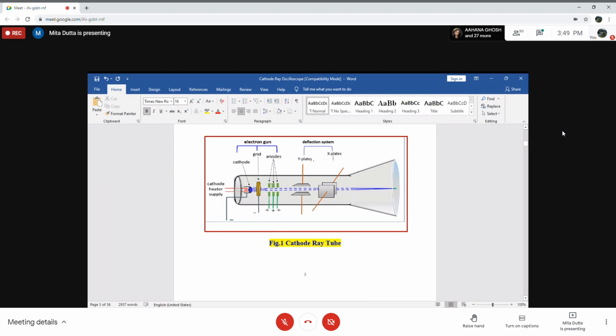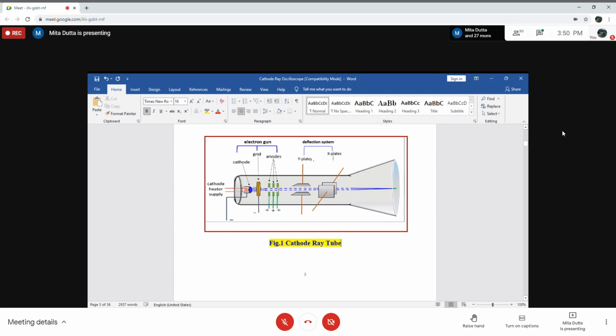Out of these, the first and third are the accelerating anodes, which accelerate the electron beam. Then we have a focusing anode, which will focus the electron beam. By controlling the voltage applied to the focusing anode, we are controlling the focal length of the electron beam.